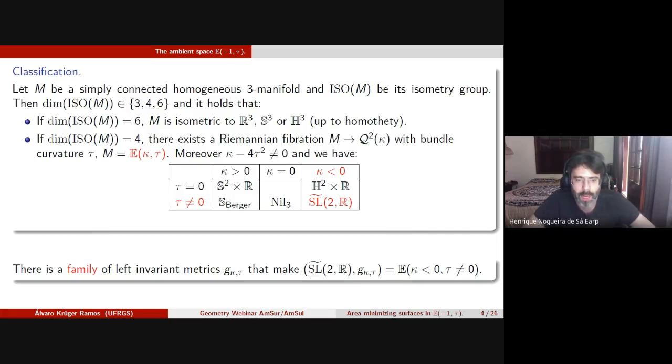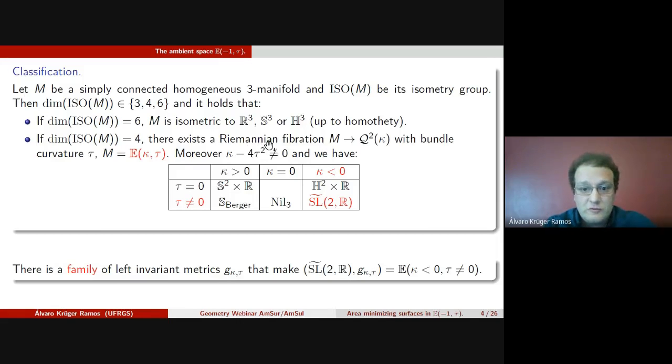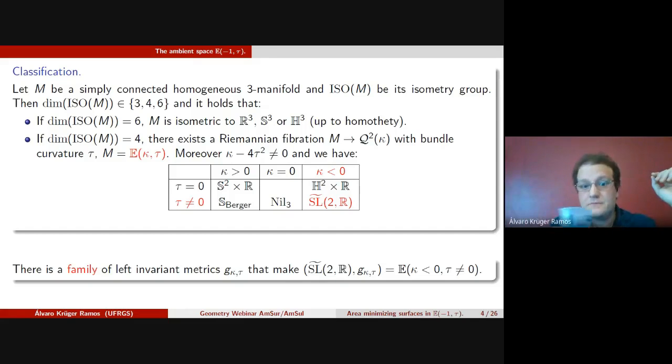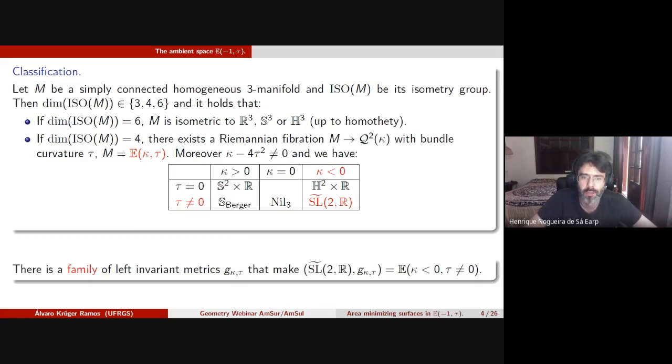So at least in the compact case, what your table seems to suggest is that you have either S3 or a warped space, right? If kappa is equal to 4 tau squared, then you get an extra isometry group here in the Berger spheres. You have some more symmetries, and then you jump to dimension 6. That's in the compact case, but in the non-compact case, I don't know. This is necessarily a circle fibration. Yes. Okay, so tau really is the curvature of that guy.